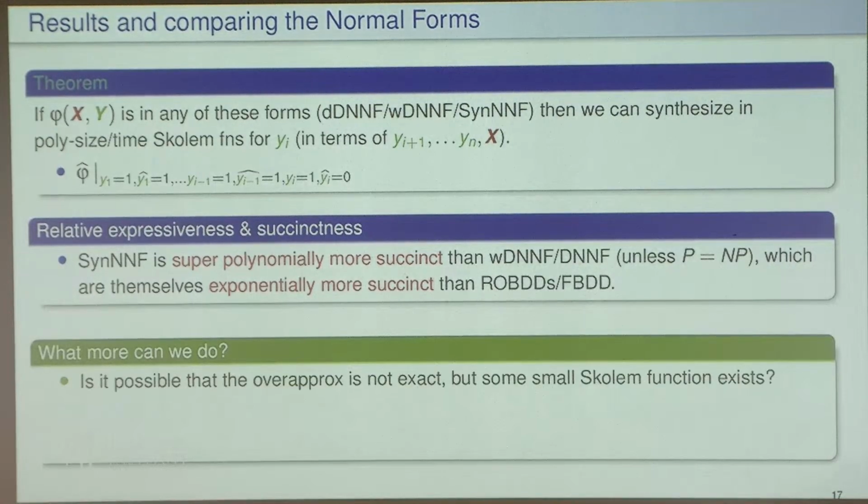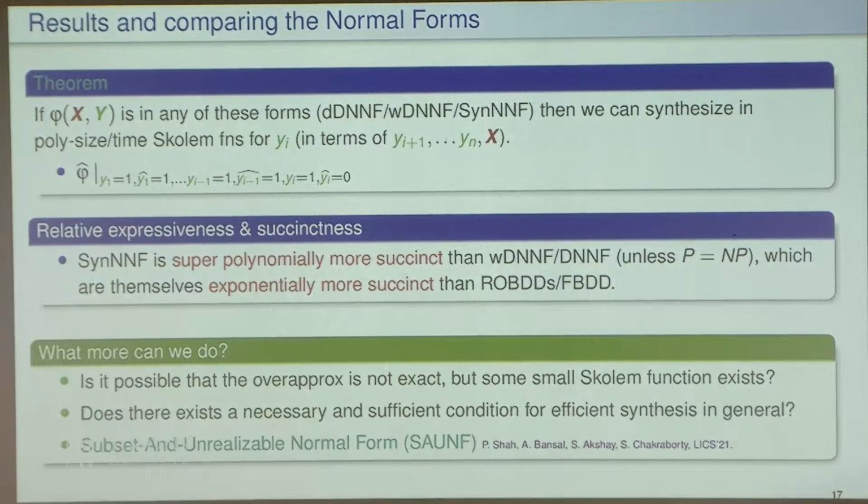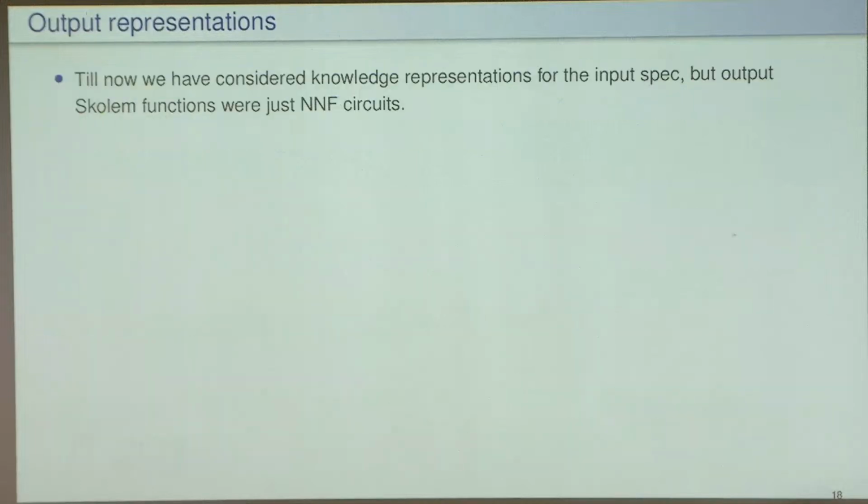than this. In this case, we gave a sufficient condition, a semantic sufficient condition, but one can ask, is it possible to have a necessary and sufficient condition? And it turns out there is a much more complicated definition, which I won't even go into, but there is a form called the subset and unrealizability normal form. And if you're interested, I would refer you to this LICS paper from '21 on this, which allows us to give a necessary and sufficient condition for having polynomial time and size synthesis.